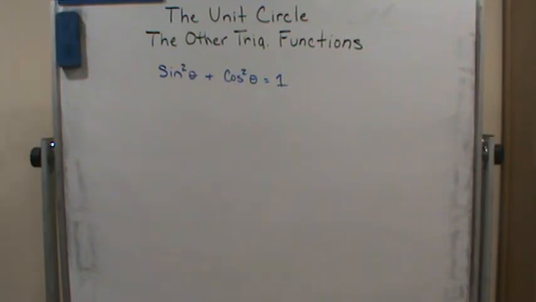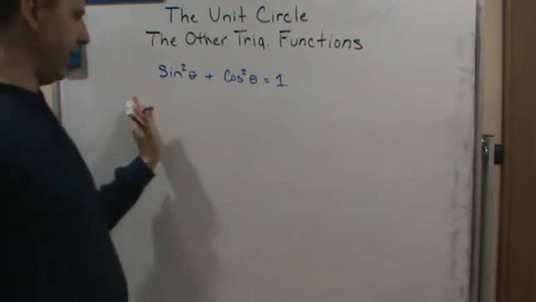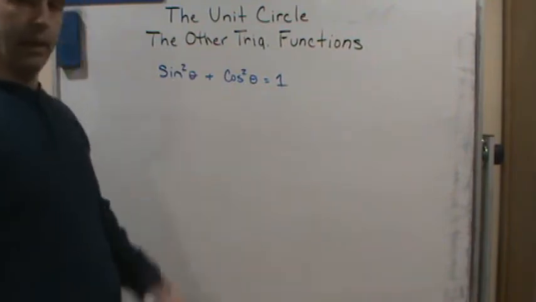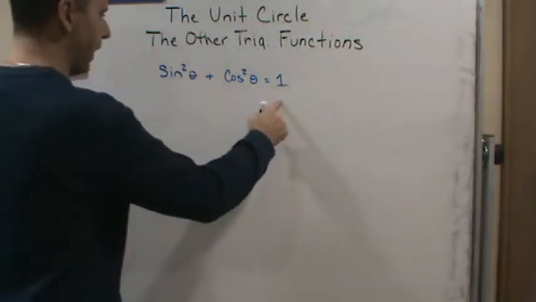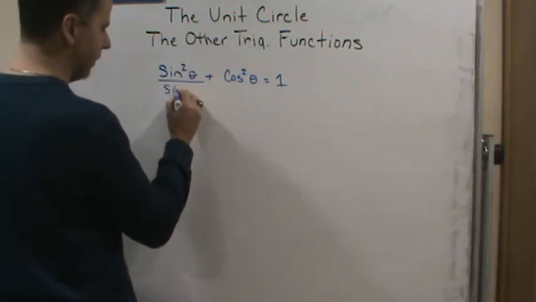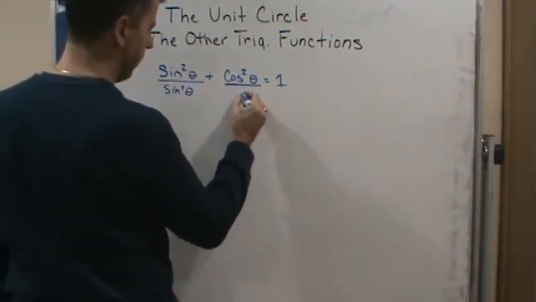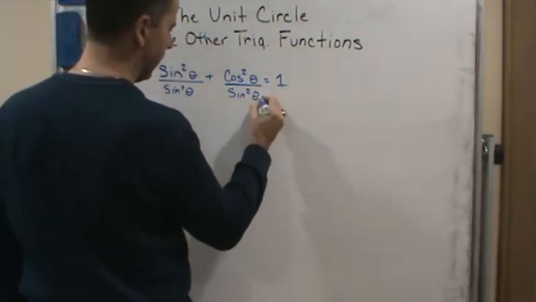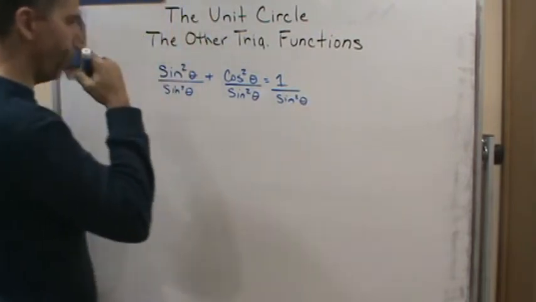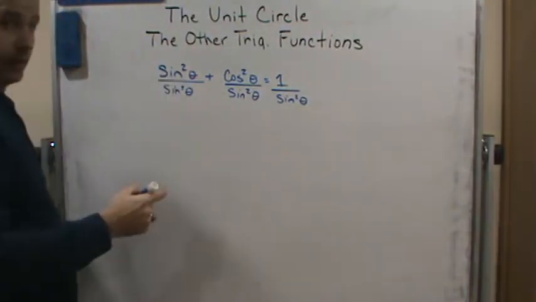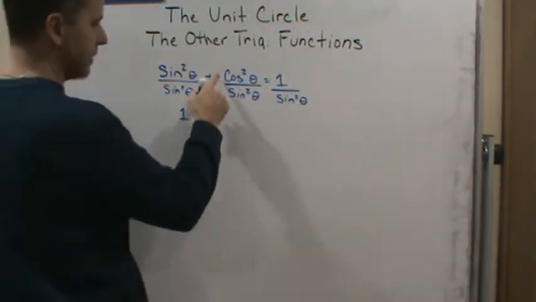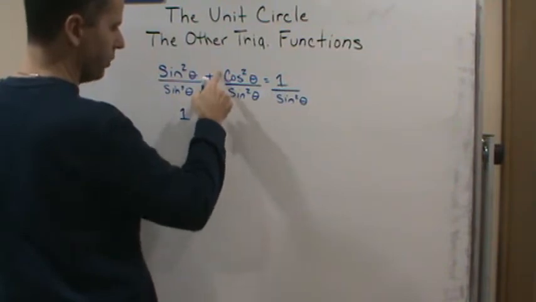The first thing we're going to do is divide everything by sine squared theta. So if I divide everything here by sine squared theta, what do I get? I get sine squared theta divided by sine squared theta, cosine squared theta divided by sine squared theta, and 1 divided by sine squared theta. Sine squared theta divided by sine squared theta gives me 1 plus, well, cosine squared over sine squared.